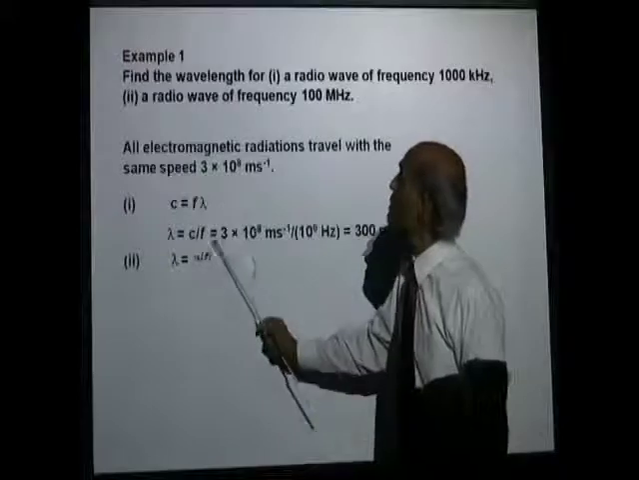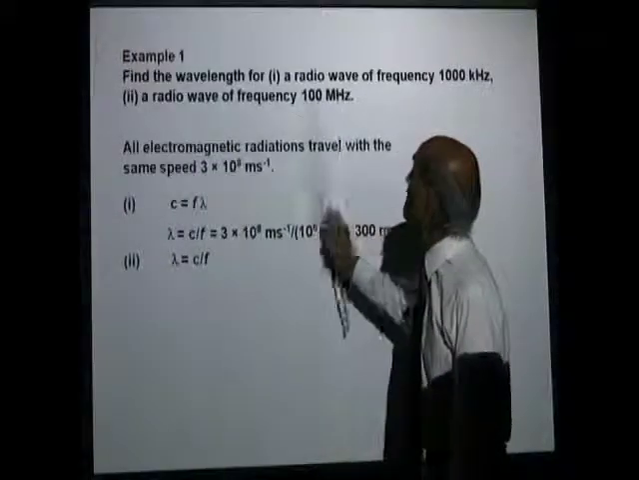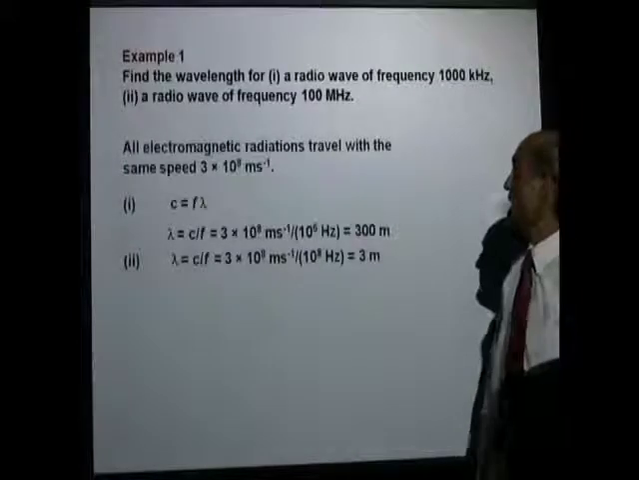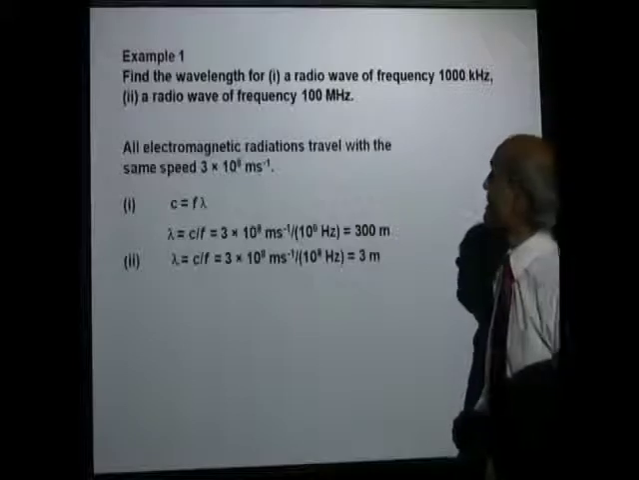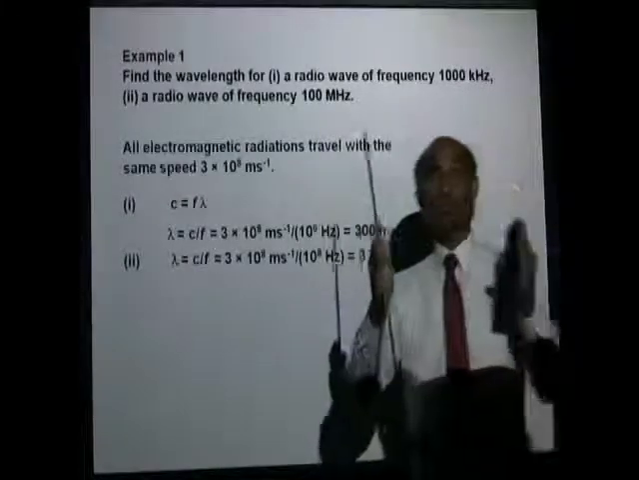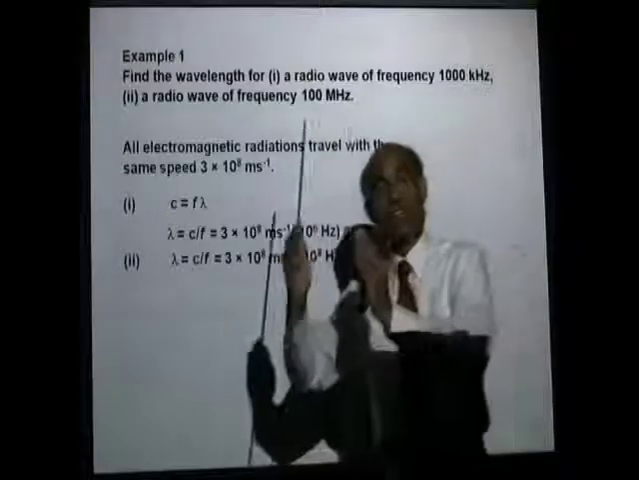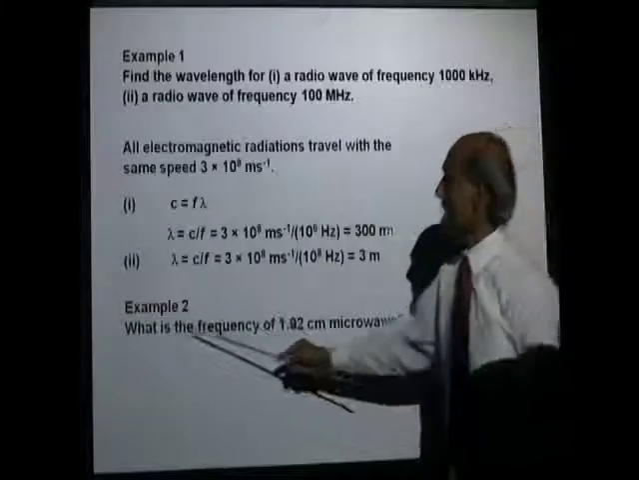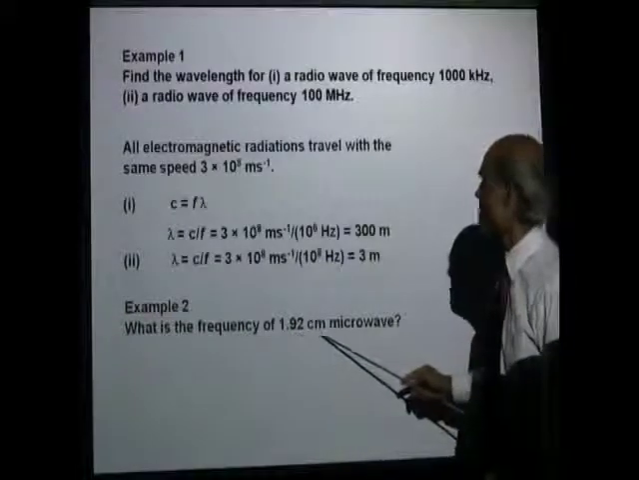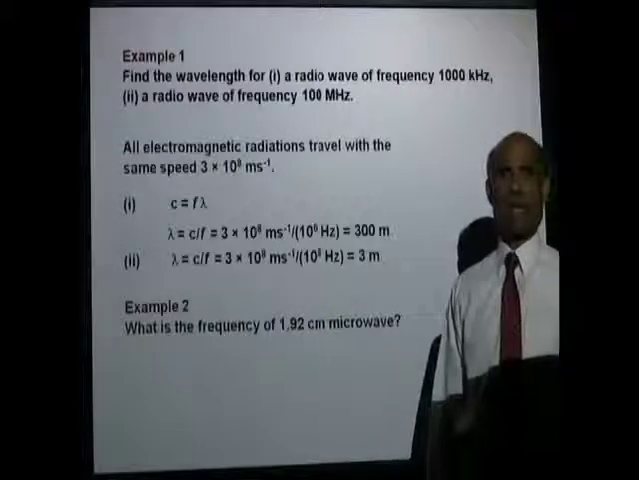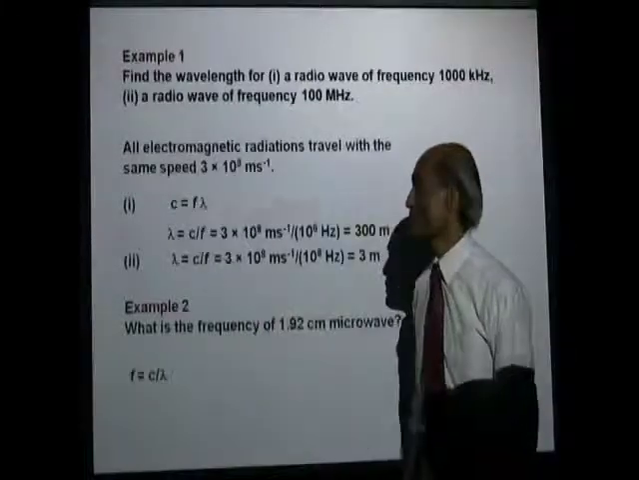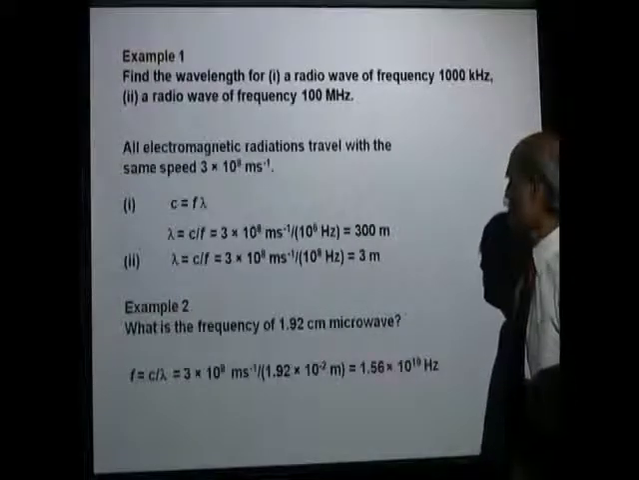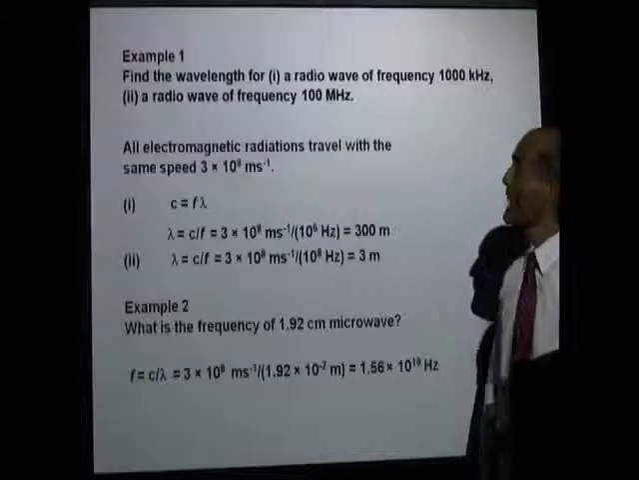In the second case, the frequency is 100 megahertz. 100 megahertz is 10 to the power of 8 hertz, and that wave has a wavelength of 3 meters. As the frequency increases, the wavelength becomes shorter and shorter. Second, what is the frequency of a 1.2 centimeter microwave? Again, solve for frequency and use the given values, and that is 1.56 times 10 to the 10 hertz.